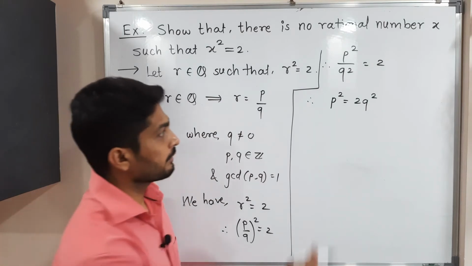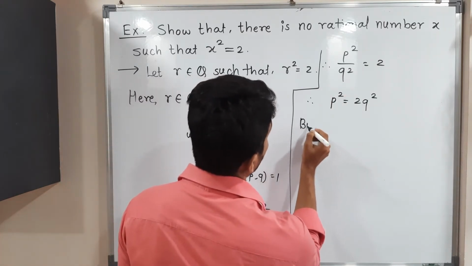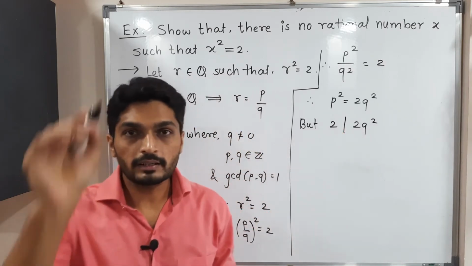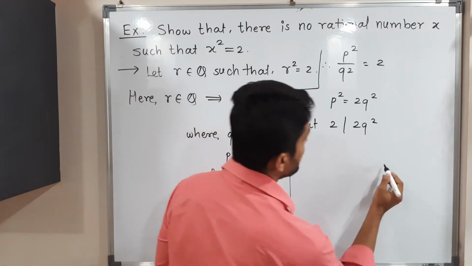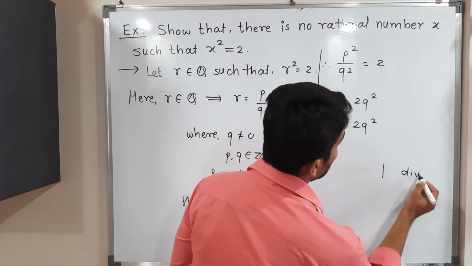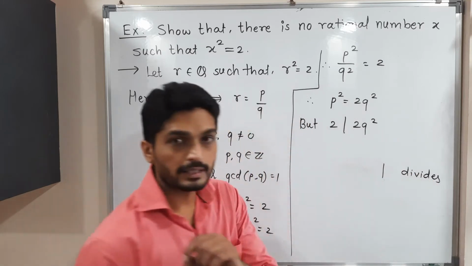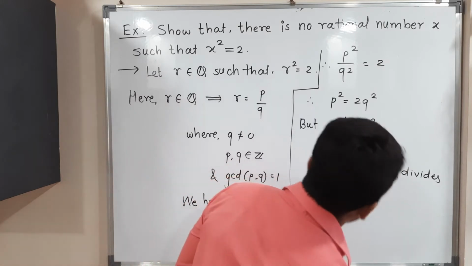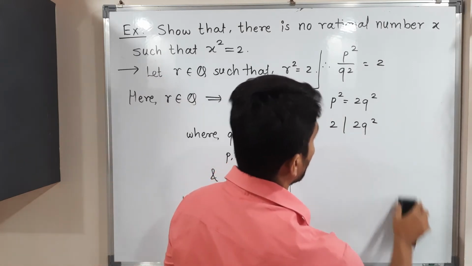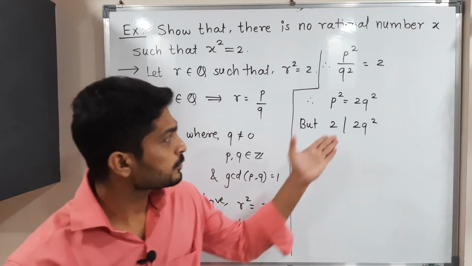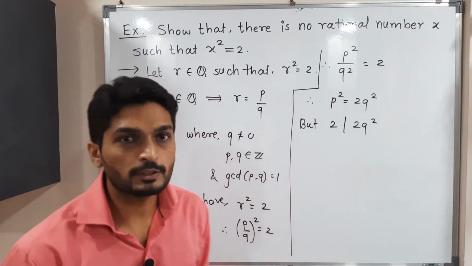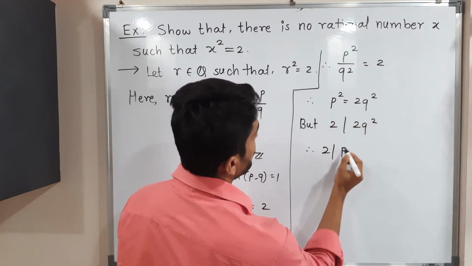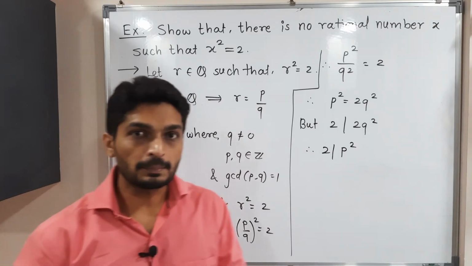Agree with me? So if you focus on the right hand side, 2 divides 2Q square. If I draw a vertical line, it means divides. This line indicates divides. Instead of writing in a sentence, we simply write it in this way, 2 divides 2Q square. See, 2 divides 2Q square, since 2 is already there, no? So obviously 2 divides 2Q square. Therefore, 2 divides, but 2Q square is nothing but P square. So therefore, 2 divides P square.